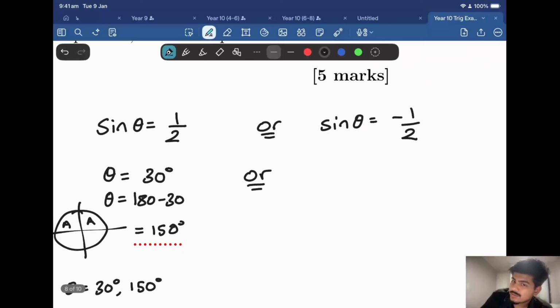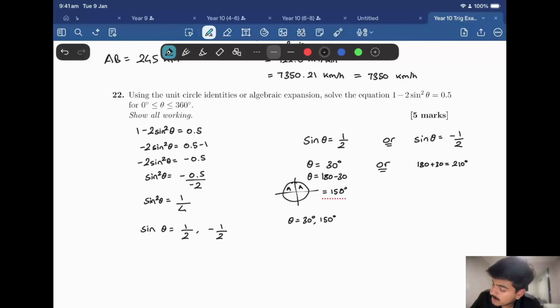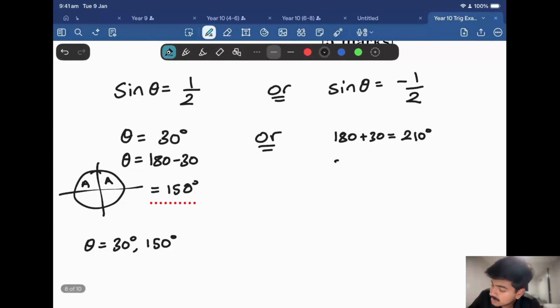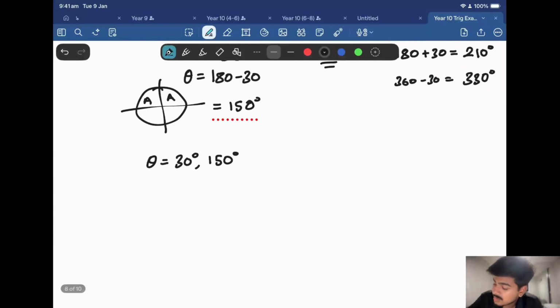Or, so sine is negative. Sine is negative in the third and fourth quadrant. So how do we find our answer using our reference angle in the third quadrant? We do 180 plus 30, which is 210 degrees. That's in my third quadrant. And in my last quadrant, I do 360 minus 30, which is 330 degrees. So theta has four possibilities, right? Sorry, 210 degrees, not negative, and 330 degrees.